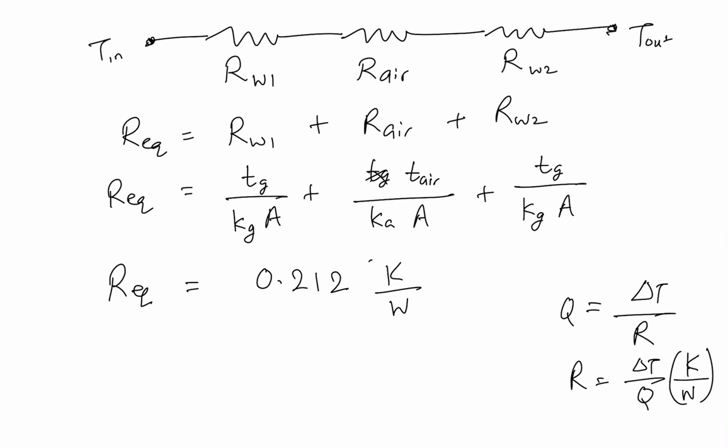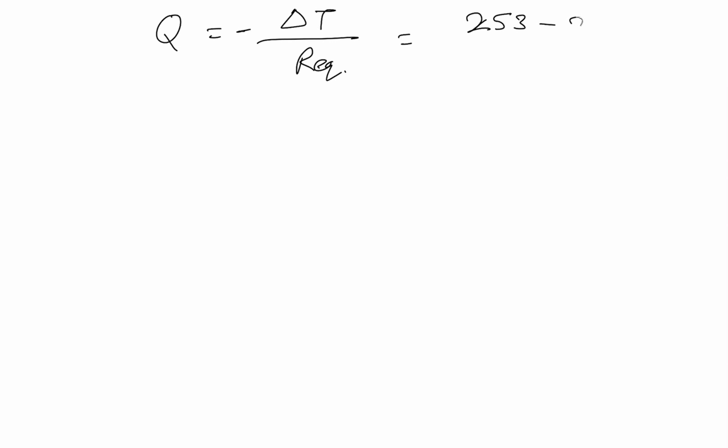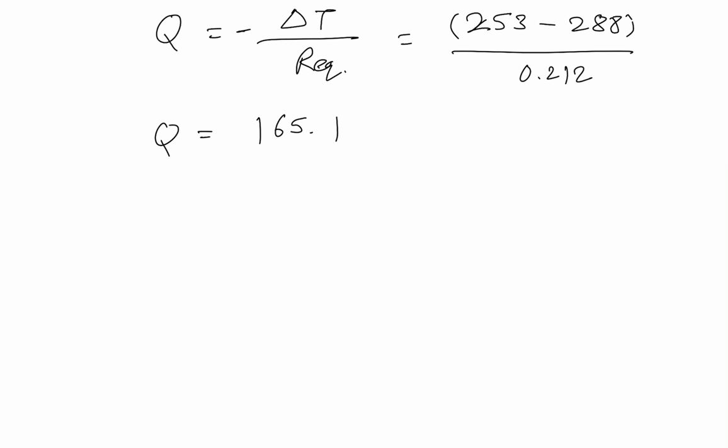Now if we put this equivalent resistance in our first equation, we know Q equals delta T divided by R equivalent. Delta T for us is, and don't forget the minus sign here, 253 minus 288, divided by 0.212. If we calculate this, it gives us 165.1 watts.